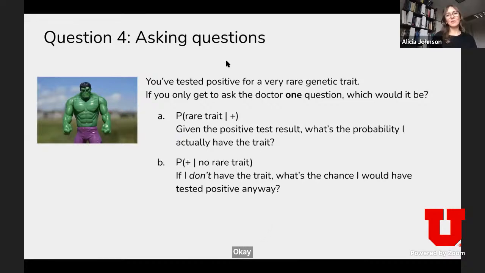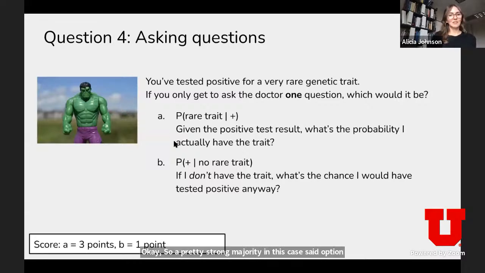Okay, so a pretty strong majority in this case said option A. And so I'll ask that you again record your score. And it turns out that option A is the question that's asked in a Bayesian analysis. So in a Bayesian analysis, the known thing is our data, in this case, our positive test result. And we can ask then, based on this known information, what are the chances that my hypothesis is true? Or in this case, given that I got a positive test result, what's the chance that I actually have the rare trait?